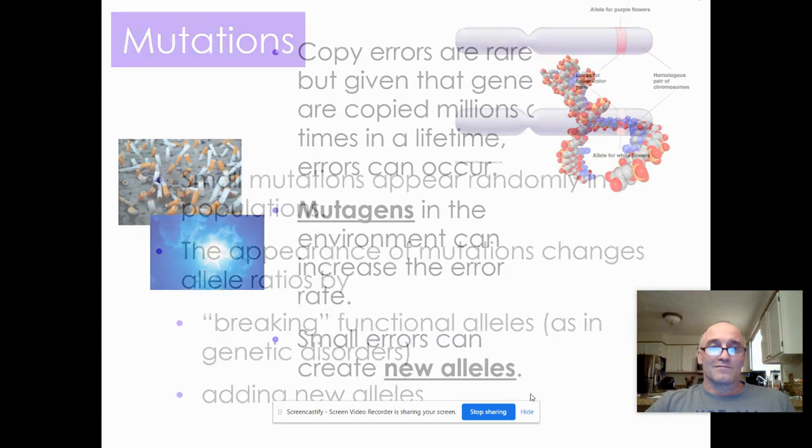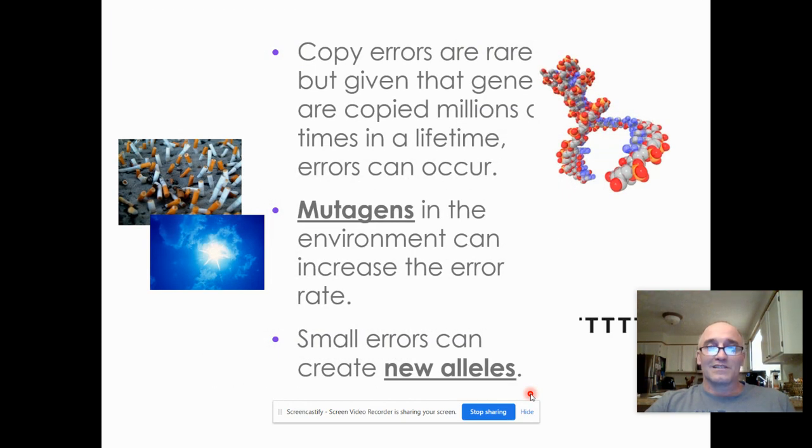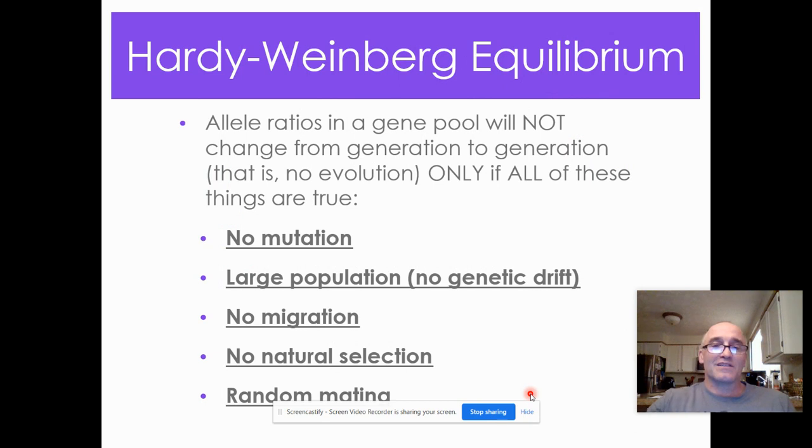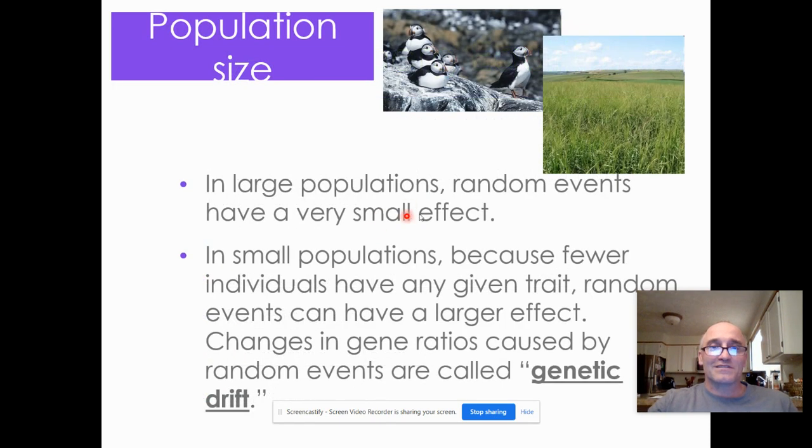So again, you don't really need to look at that. It's not possible to have no mutations. There's always going to be mutations in a population. So let's talk about genetic drift. This was probably the toughest idea.